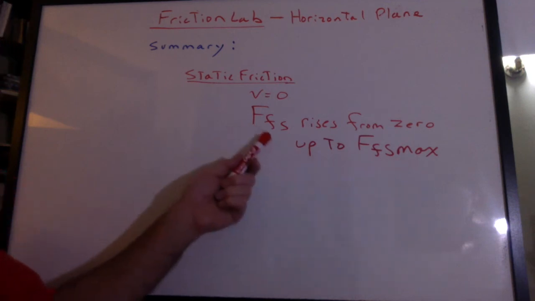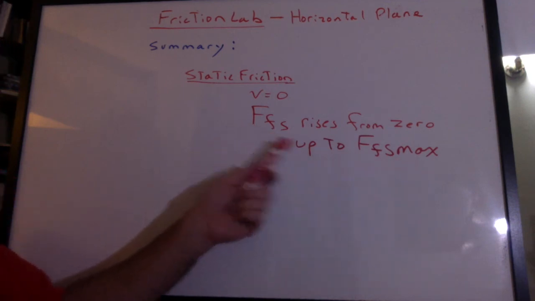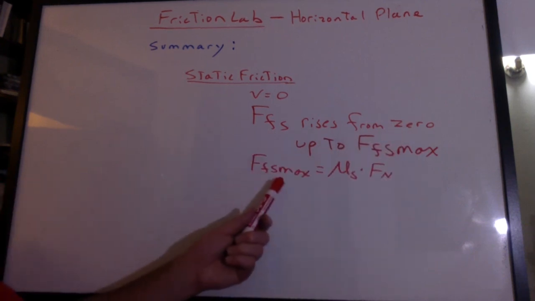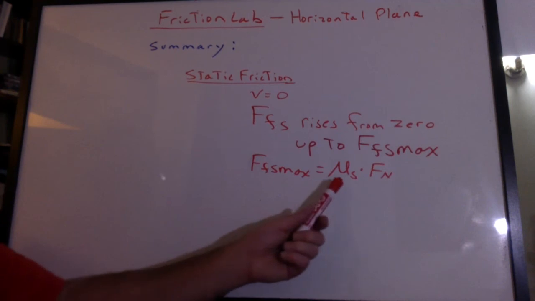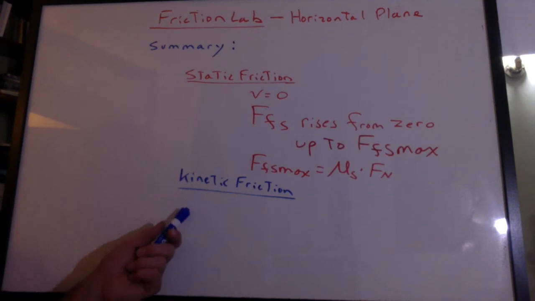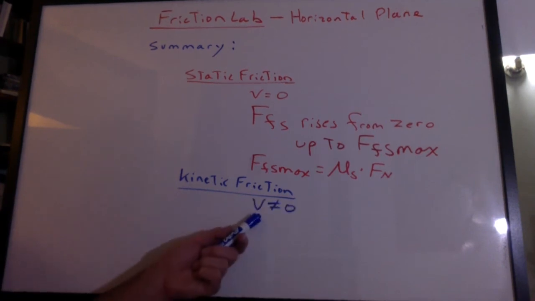So the force of friction static could be any number from 0 up to the maximum. And this is the force of friction static maximum, which can be calculated from how rough the surface is times the force that the block and the surface are pressed against each other. And then we have kinetic friction for any time the block is moving.